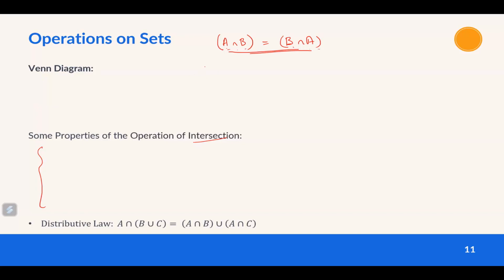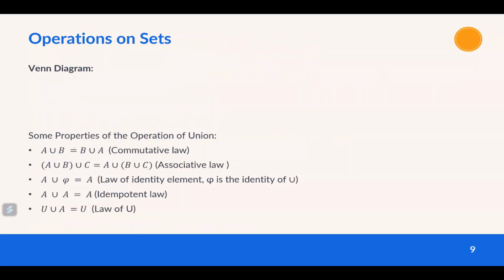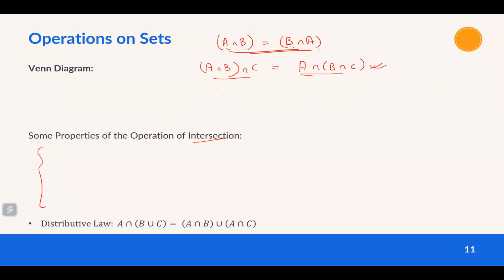Okay. Now, the second property, or the second law, is that if you do A intersection B intersection C, it will be the same as A intersection B intersection C, grouped either way. You can take two examples and see if this property holds. This property was also true in the case of union, which is the associative law. It is the same, only in that case we were doing union, here we are doing intersection.